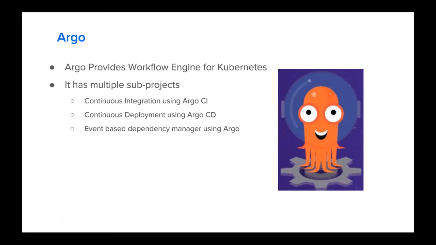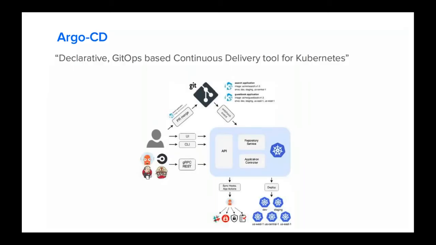Which brings us to the next tool here, which is Argo. Argo provides the workflow engine for Kubernetes. It has multiple sub-projects using which we can achieve full workflow management. For example, it has Argo CI for continuous integration, Argo CD for continuous deployment, and it can do event-based dependency management for Kubernetes as well, which is Argo Events. We're going to focus on Argo CD, which is a deployment tool.